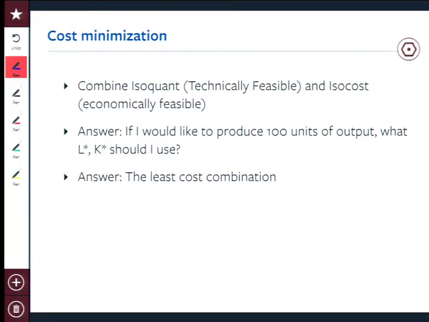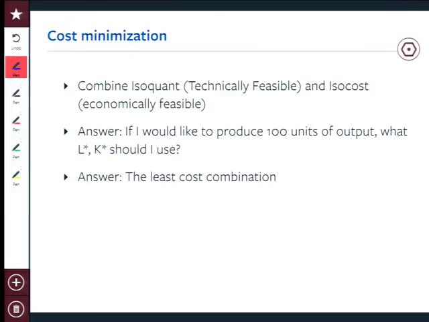So what I'm going to do is combine two pieces of information. I'm going to combine what I know I can do technologically, meaning all the possible input combinations I can use to produce 100 units of output. So I'm going to use that isoquant for 100 units. And I'm going to use the cost information, namely isocost lines, that build in the given prices of labor and capital, namely the wage and the rental rate of capital. And I'm going to combine those two in order to pick one spot on the isoquant that tells me the least cost combination of labor and capital in order to produce 100 units of output.